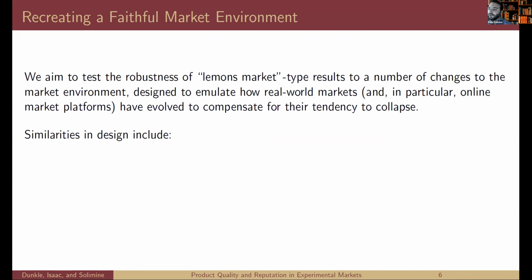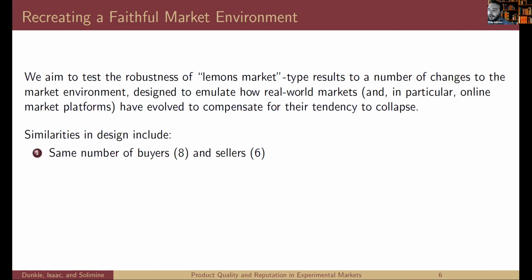And so since we want to build off of this Lynch-Miller-Plott and Porter type lemons market environment, we design a baseline treatment to emulate how real world markets have evolved to compensate for the tendency to collapse to a suboptimal competitive equilibrium.